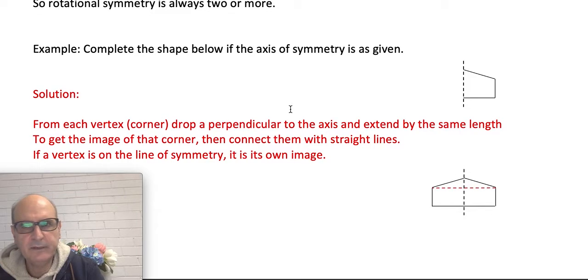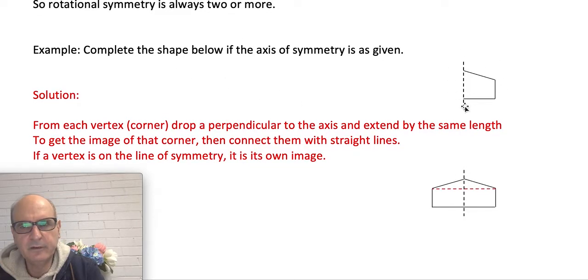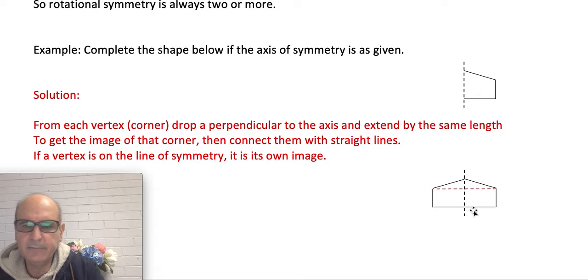So here we have an example. They have given us this shape and they are telling us this is the axis of symmetry, and then you need to complete this shape because we know the shape has an axis of symmetry, which is here. It means there is an identical part of that on this side, or a mirror image of this is on the left-hand side of the axis. So how do we complete that?